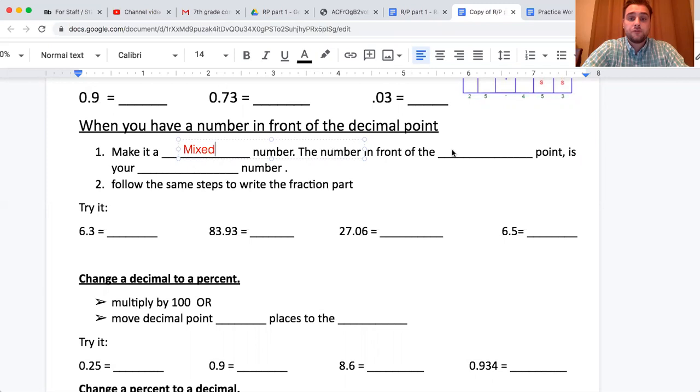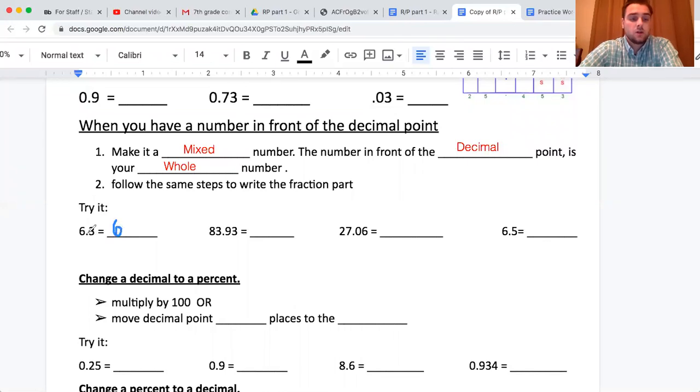So the number in front of the decimal point is going to be your whole number. So you're going to follow these steps to write the fraction part. First thing is you're going to look at the number right here in front of the decimal point. In front of our decimal point is a 6. So the first thing that I'm going to write is a 6.